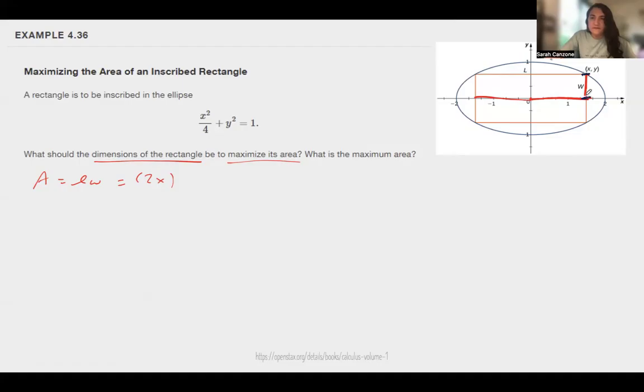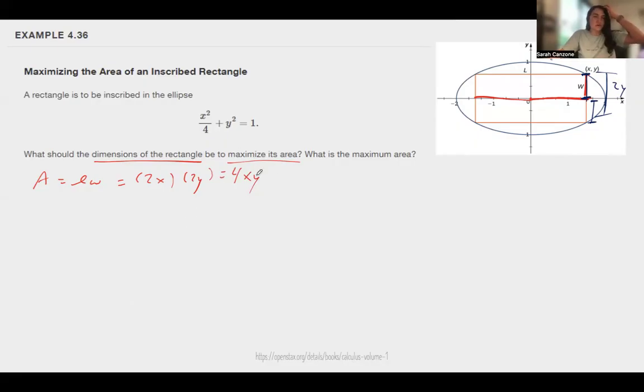The distance from here to here is y. Whatever y is, it's y. But also the distance from here down to here, since this is going to be positive x, negative y, is also going to be y if we're thinking about just distance being positive. And so the distance in total here is 2y. And so your area is 2x times 2y, which is the same thing as 4xy.